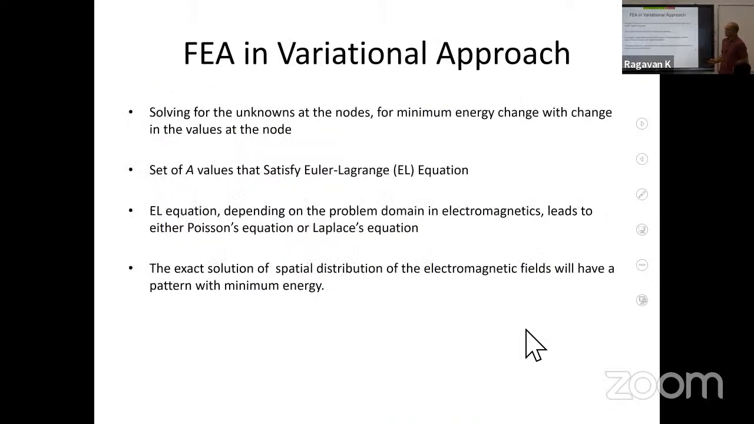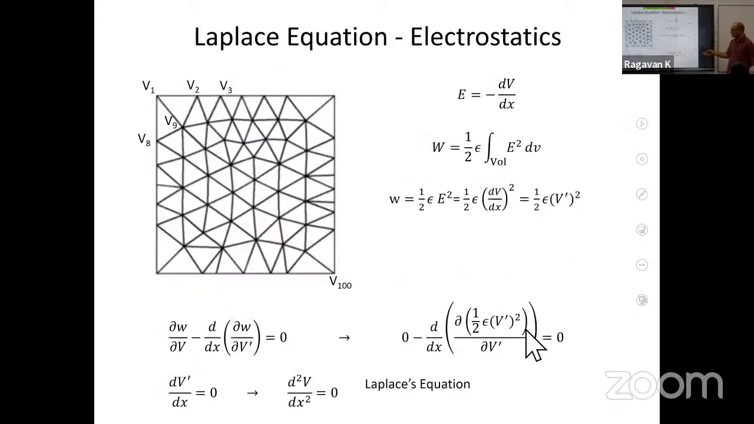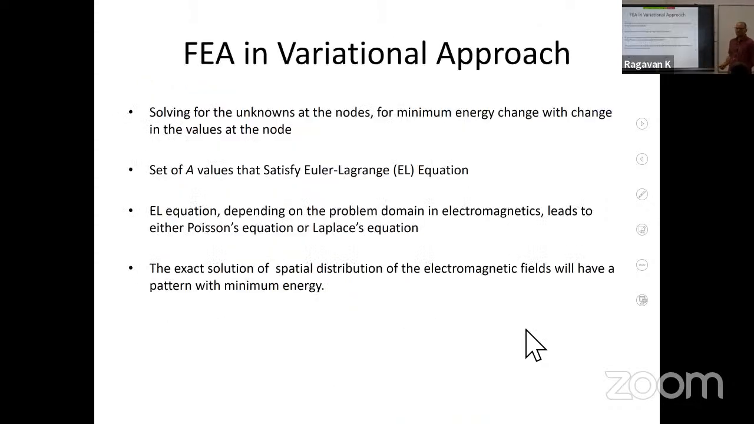So this is the simplistic essence of FEA. You have some nodes and you need to find the A values there. All we have done here is in some kind of algebraic sense, but this can also be extended to a matrix-based method, which is how it is implemented in FEA solvers. So we are solving for the unknowns at the nodes for minimum energy change with change in the values at the nodes. The set of A values also satisfies the Euler-Lagrange equation.